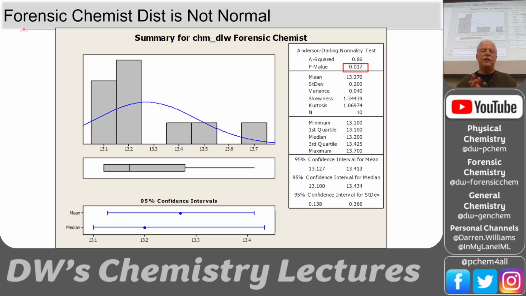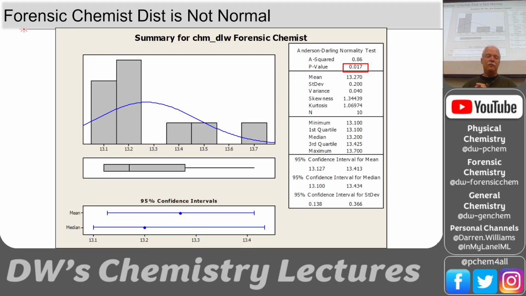Now here's the forensic chemist. And our normality test is 0.017. So would we say that this data is normally distributed? So the null hypothesis is that the data is normally distributed. The probability that that's true is 0.017. So we would reject that null hypothesis, and we would say this data is not normally distributed.